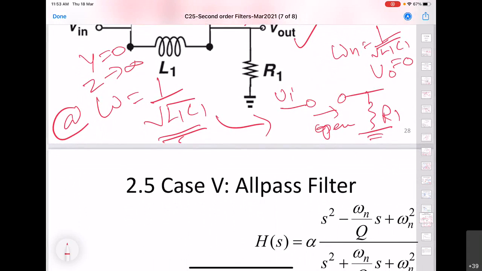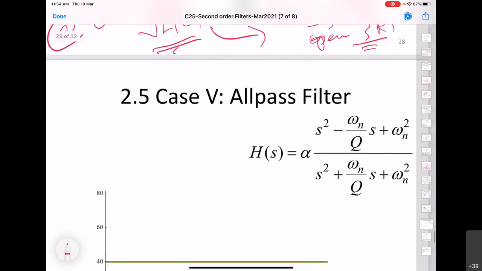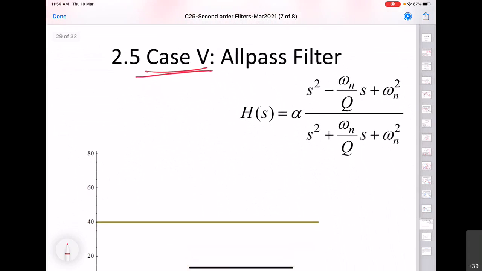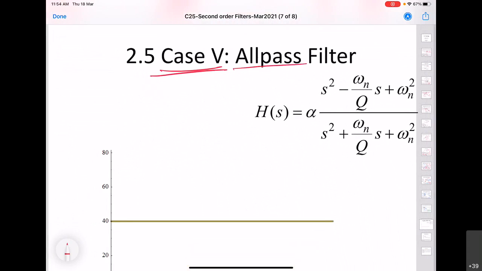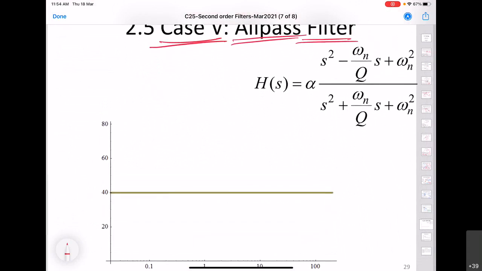So these four filtering responses are very common. They are very frequently used in real life. Now we are going to consider the fifth case. That is a very special case, and that case is called the all-pass filter. In the beginning, it will be very surprising to see why we need this kind of filter.